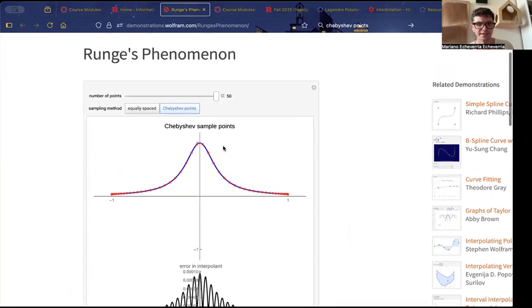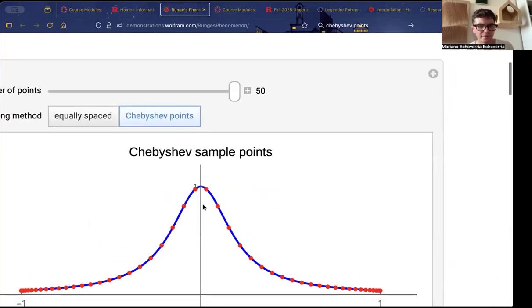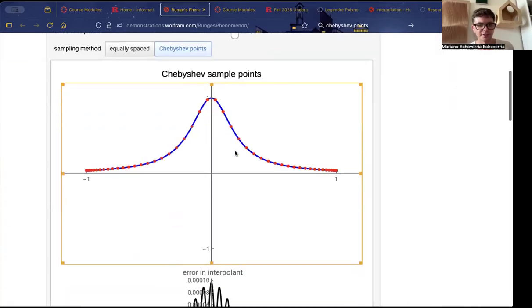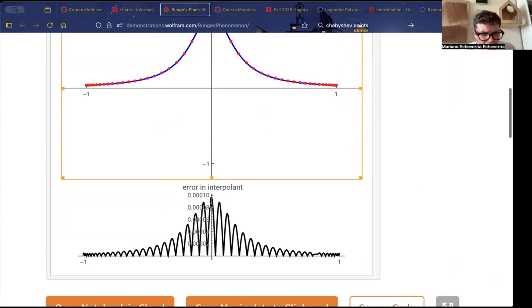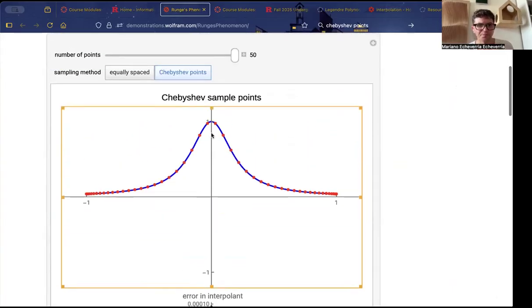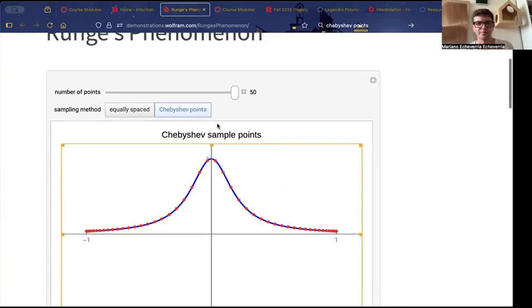You can see here that this looks pretty fine to me. I don't know how this error is being measured, but this error is really small. The idea is that if you sample with Chebyshev points, then the approximation to the graph of the function is a lot better. So what I was going to do now is tell you a little bit about what these Chebyshev points are, and why they work better than equally spaced points. That's what I was going to do next.